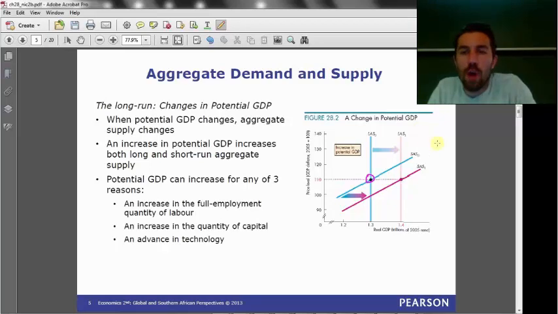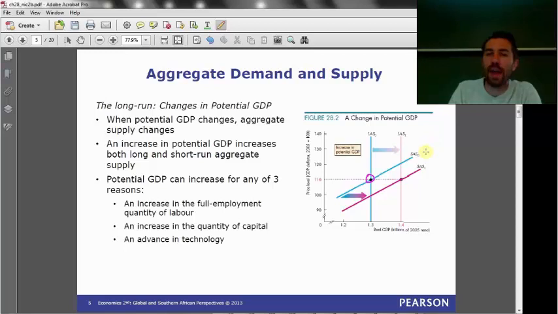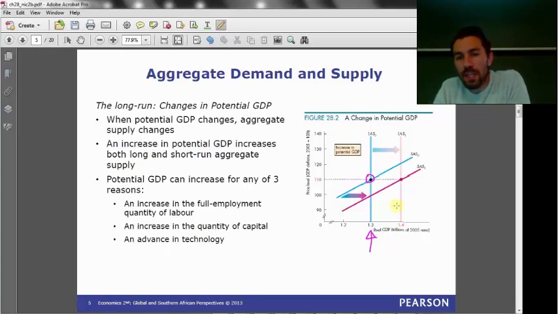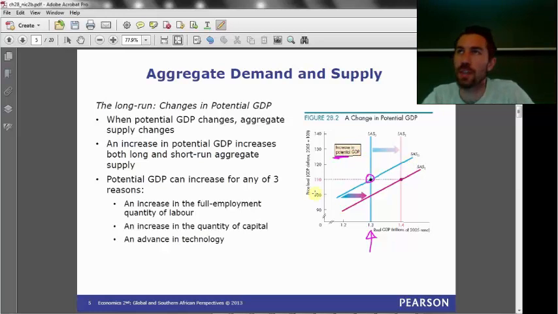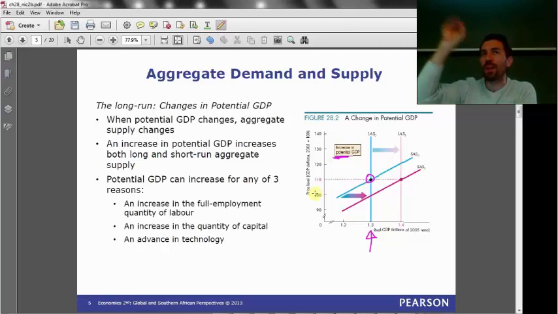Now, why might the long-run aggregate supply curve shift? Well, the quantity that determines the position of the long-run aggregate supply curve is what we call potential GDP. Now, we've come across that term before. Remember, potential GDP was the GDP level that we read off our production function when we had equilibrium in our labor market. Does this all ring a bell?